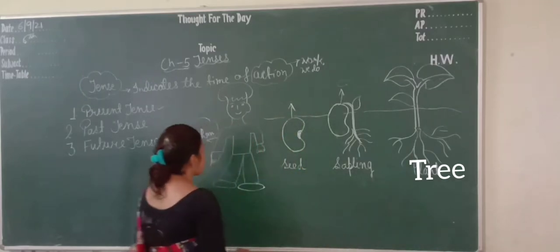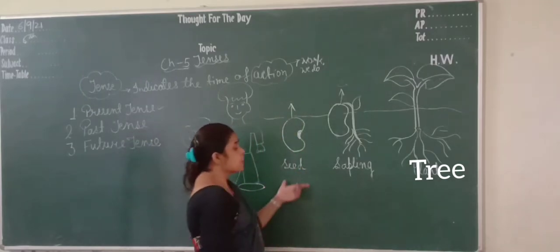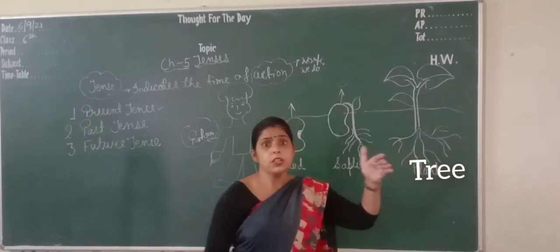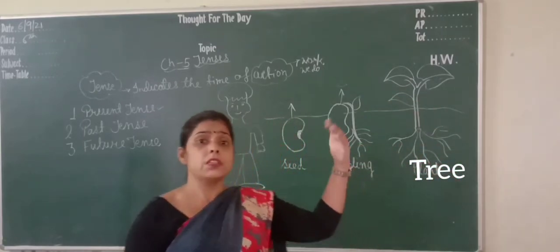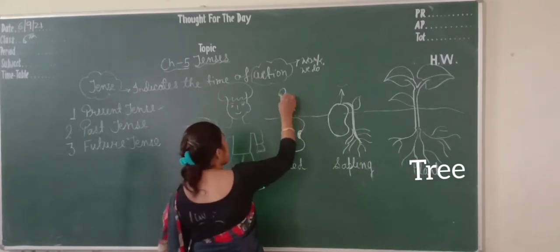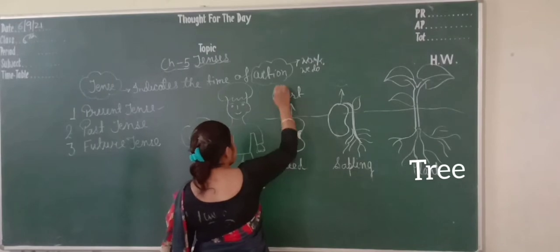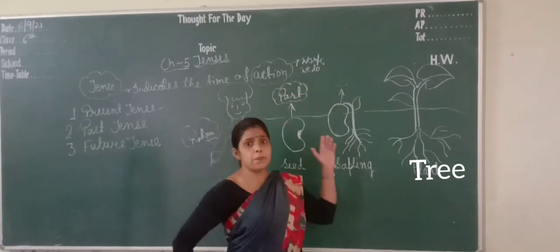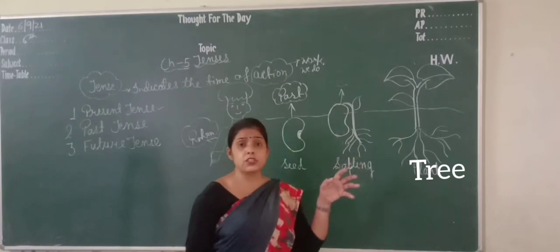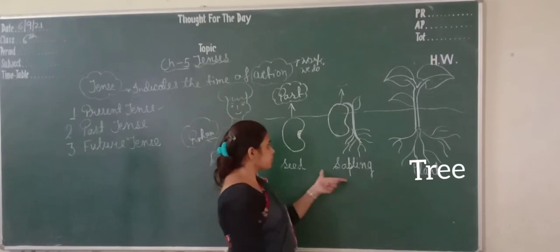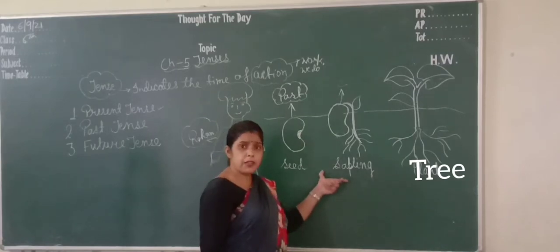So now, as you can see, Rohan sowed a seed few months before. This action has been done already in the past. So this is past. It means which action we did in the past, that is called past tense. Which action we have already done, that is past.